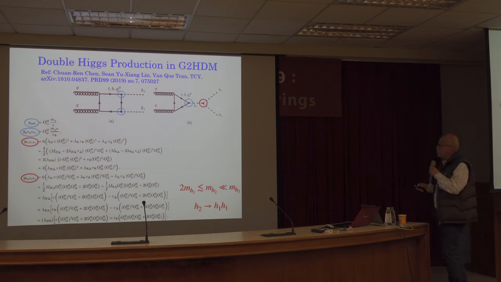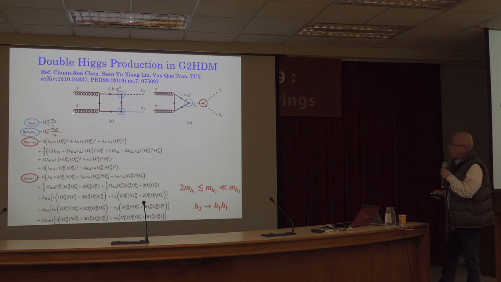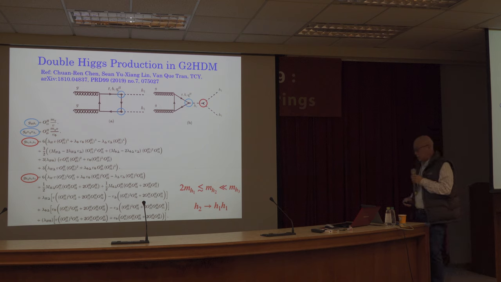So these many new features, given the couplings here, can give you an enhancement for the production cross-section for double Higgs. And in the standard model, I also remind you that the box diagram and the triangle diagram are destructively interfered.